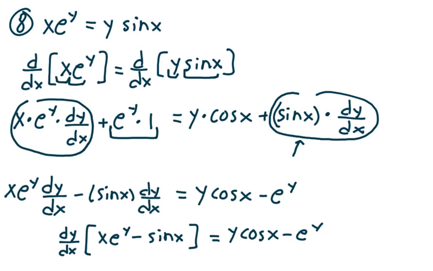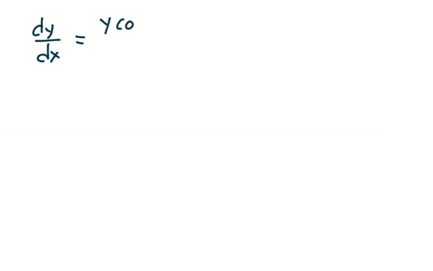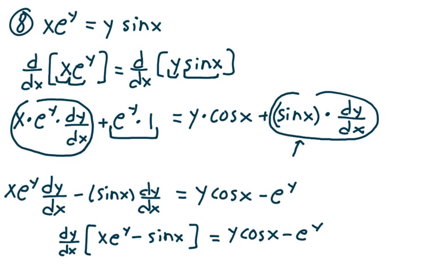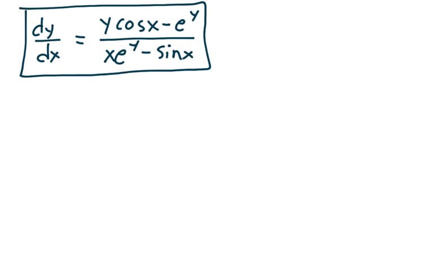Now, having said that, let's solve for dy/dx. dy/dx is equal to y cosine x minus e to the y. That's the numerator. The denominator will be x e to the y minus sine x. And that right there is how you do problem number 8. And that'll conclude this video where we worked problems 6, 7, and 8. Thank you.